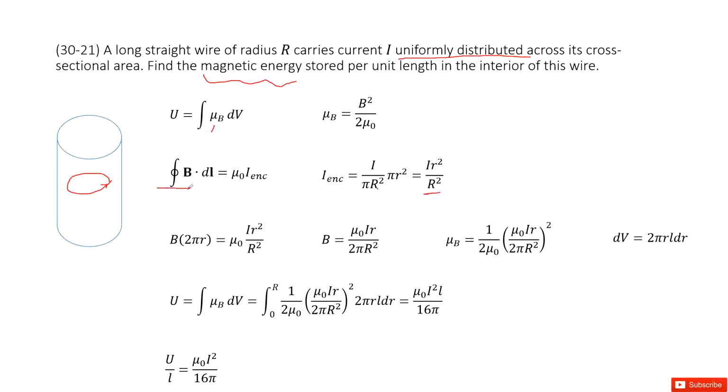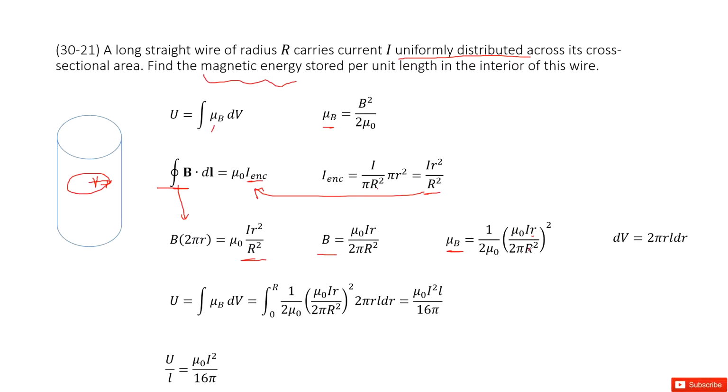Now we look at Ampere's law and write it this way. The integral of dl in this case is just the circumference of the loop, so 2 pi r times B equals mu naught times the current enclosed. From Ampere's law, we get the magnetic field at distance r from the center in this region. Now we put B into the magnetic energy density equation, B squared over 2 mu naught, and we get the energy density as a function of the small r.